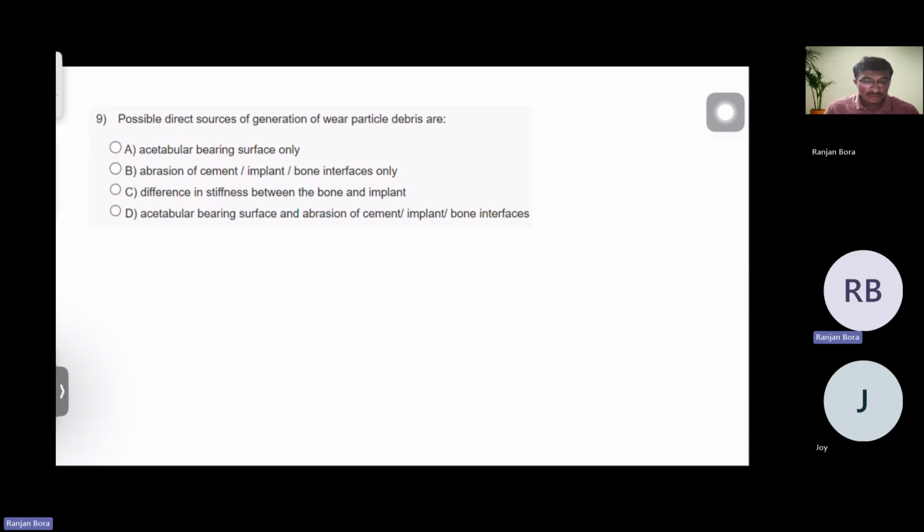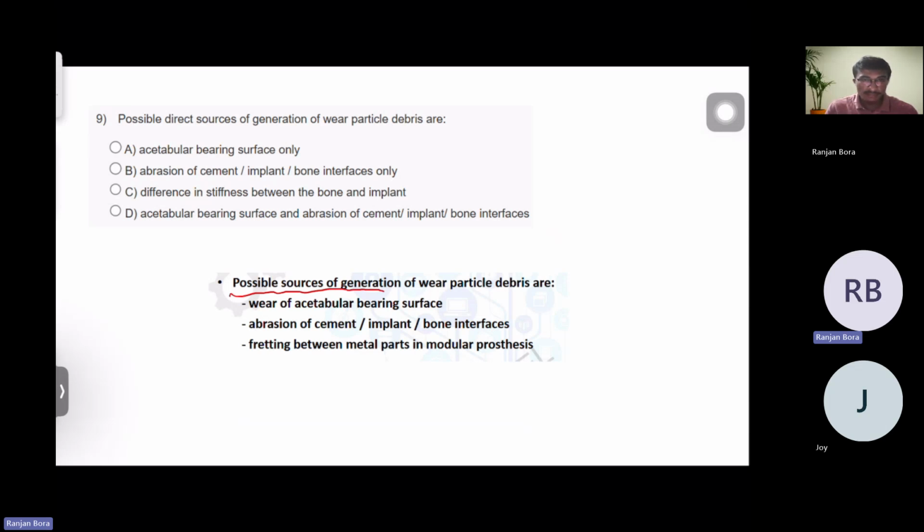Next question is, possible direct sources of generation of wear particle debris are. Here you can see the possible sources of generation of wear particle debris are wear of acetabular bearing surface, then abrasion of cement, implant, and bone interfaces, and fretting between metal parts in modular prosthesis. So option D is correct. It has all the options.